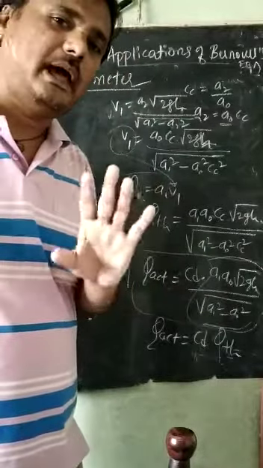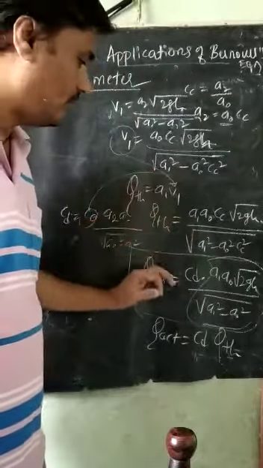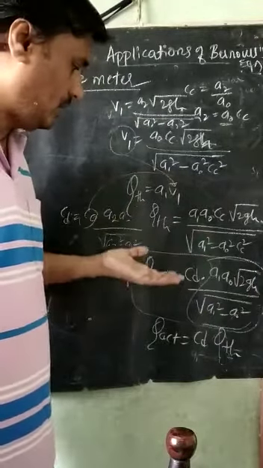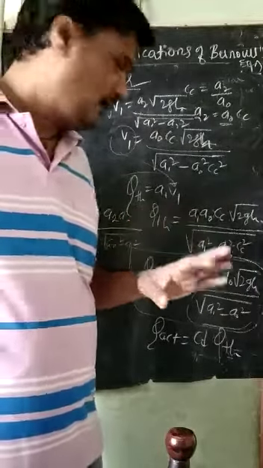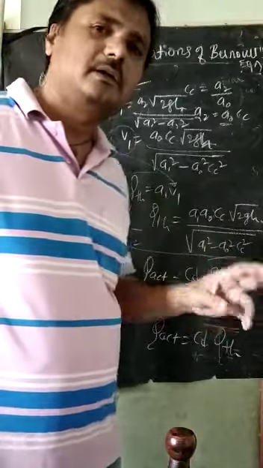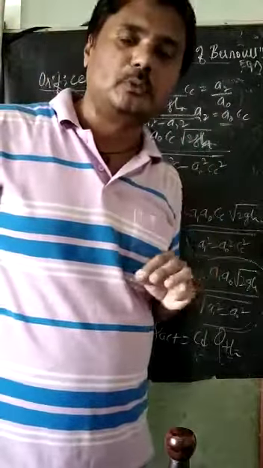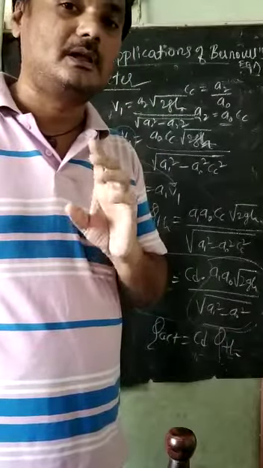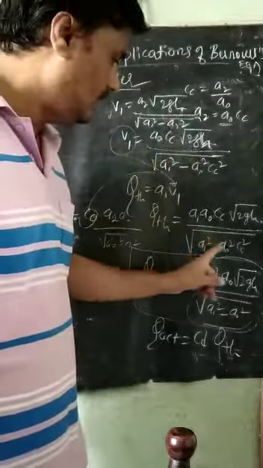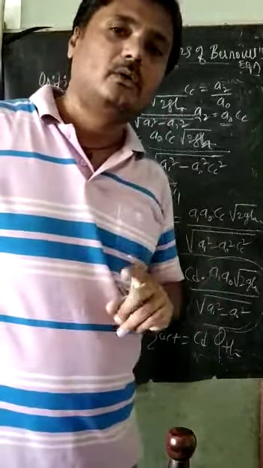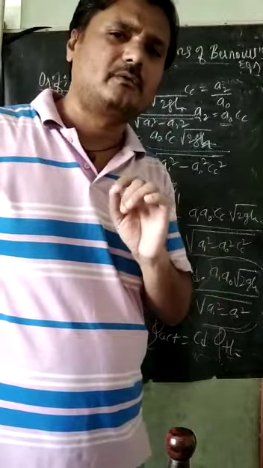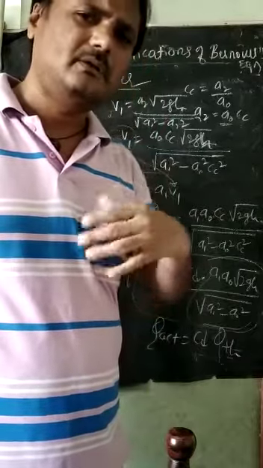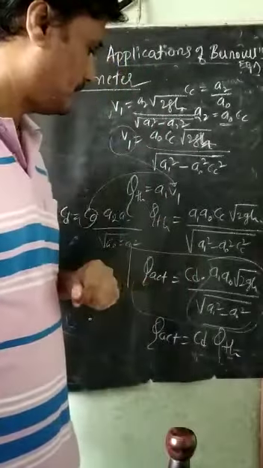That means what we have in the case of the orifice meter. In place of A0, A2 is there in the venturimeter. That A2 is the throat cross-sectional area. Here A0 is the orifice cross-section, the orifice hole area.